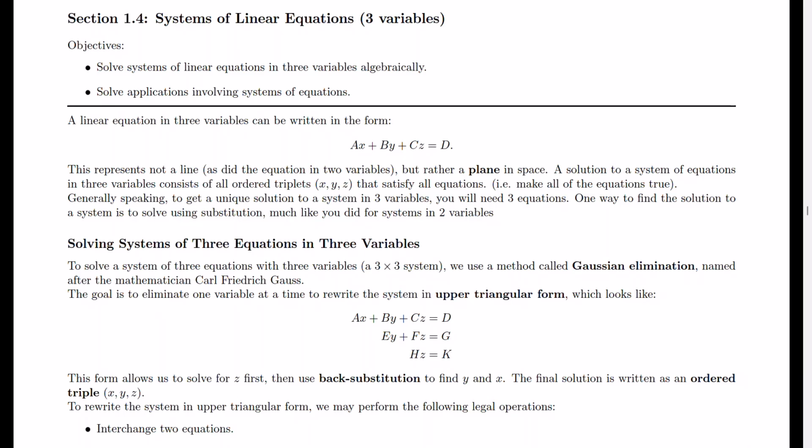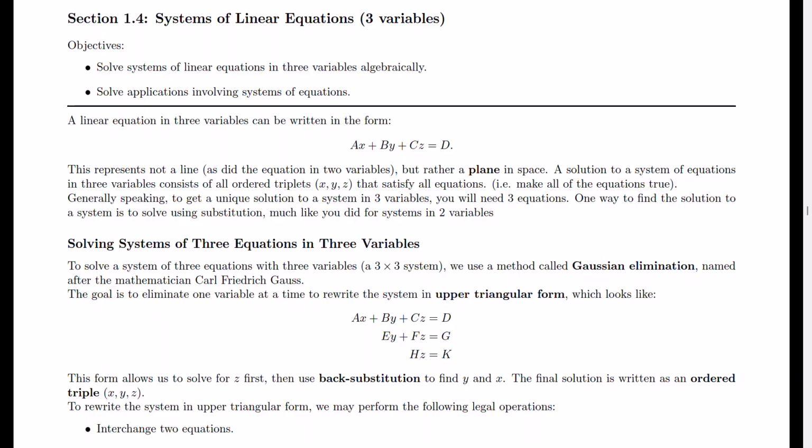Section 1.4, Systems of Linear Equations in Three Variables. The objective in this section is to solve systems of linear equations in three variables algebraically, meaning without using a calculator. And the second objective is to solve applications involving systems of equations.